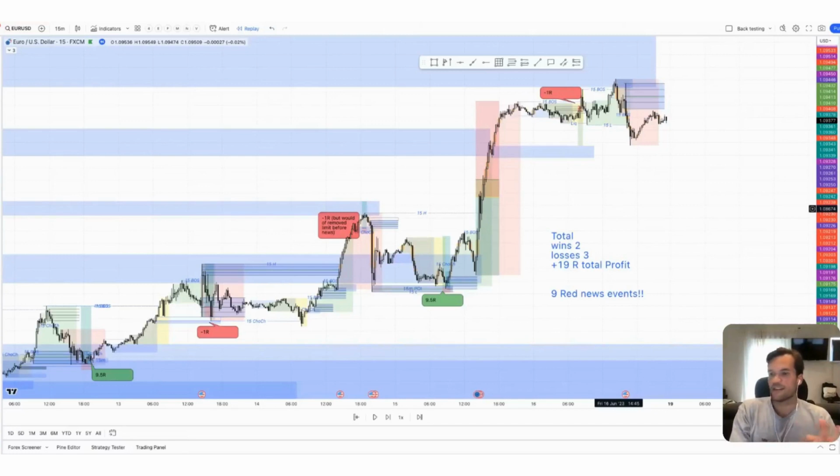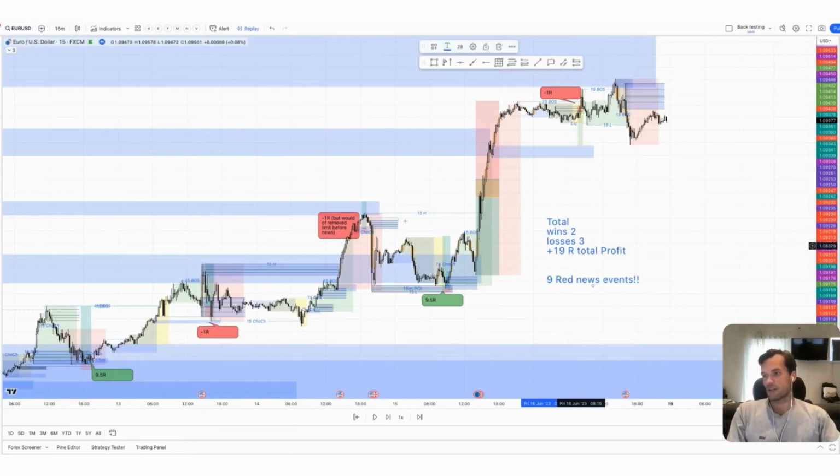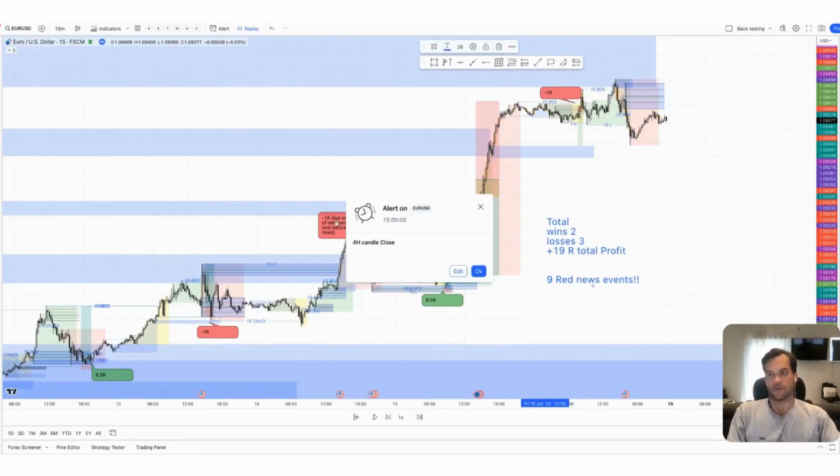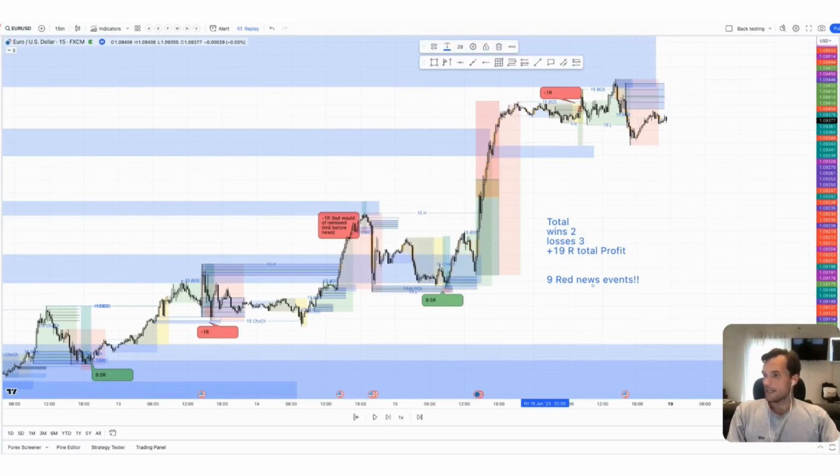What a crazy week. 9 red news events, at least. Red enough for them to be shown on TradingView, which means they're generally very high impact. Still managed to be profitable, 19R. I cleared 3 losses, but we would have... sorry about that noise. There's just alerts going on. This as well, pretty cool. Like how bullish were we?